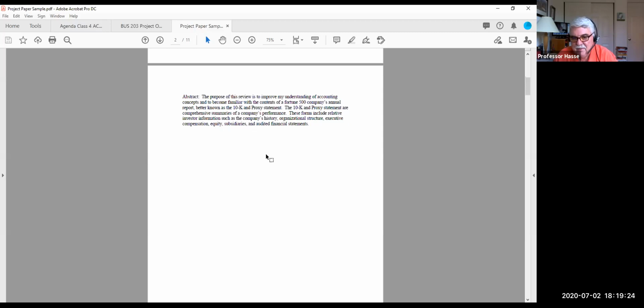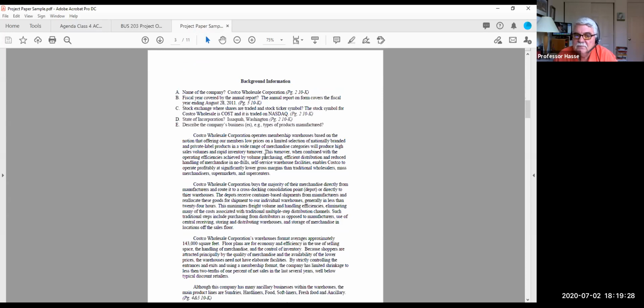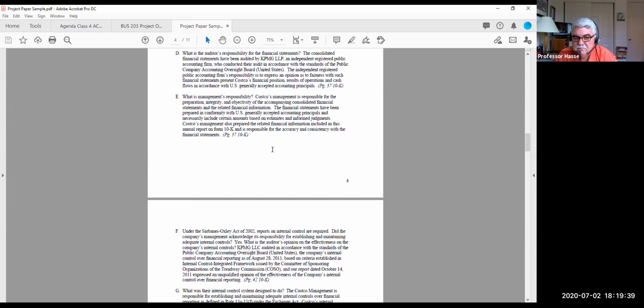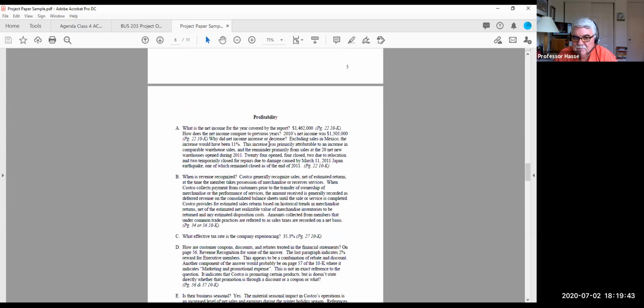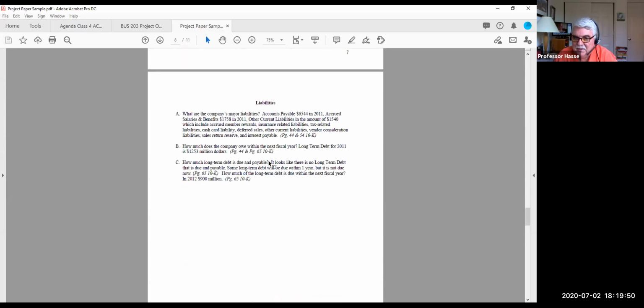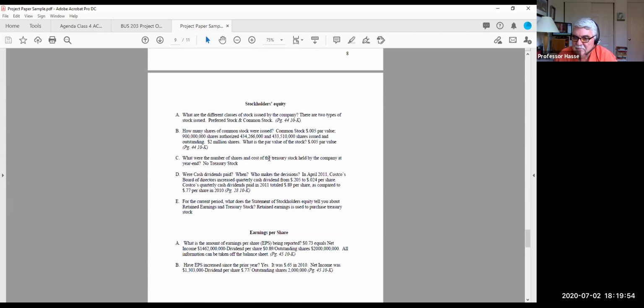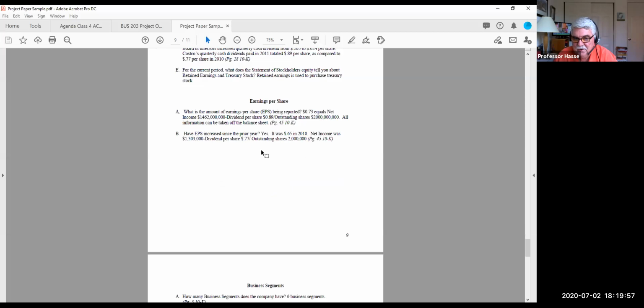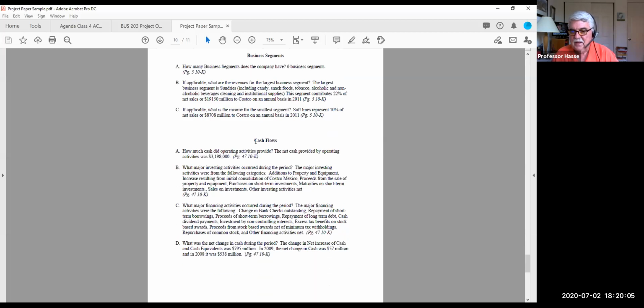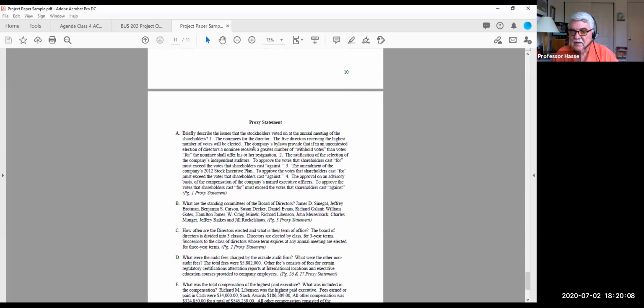But here it is right here. And then it's a series of questions broken down into categories. The background of the company, the audit report, the profitability of the company, hopefully, the assets of the company, the liabilities of the company, the equity of the company, certain financial information like earnings per share, business segments. Do they have divisions? Do they have different segments of their business? Their cash flow, and their proxy statement. The proxy statement tells about the governance, who owns the company, who runs the company. It's called the proxy statement.